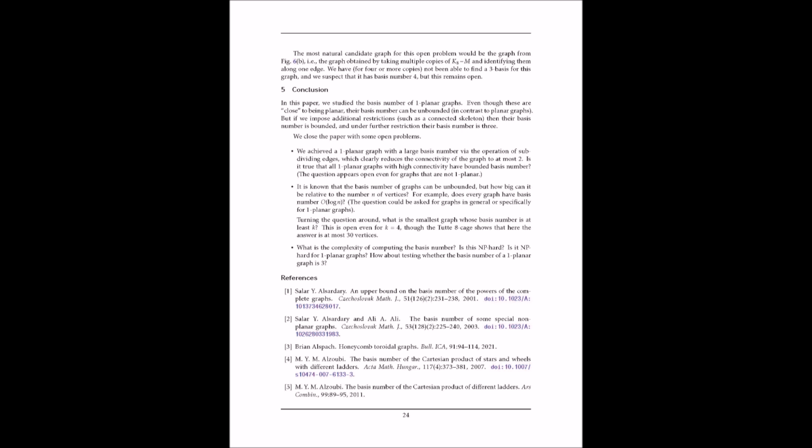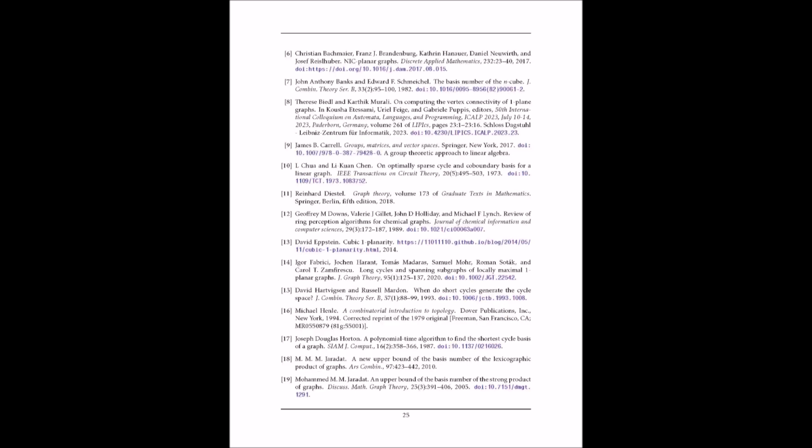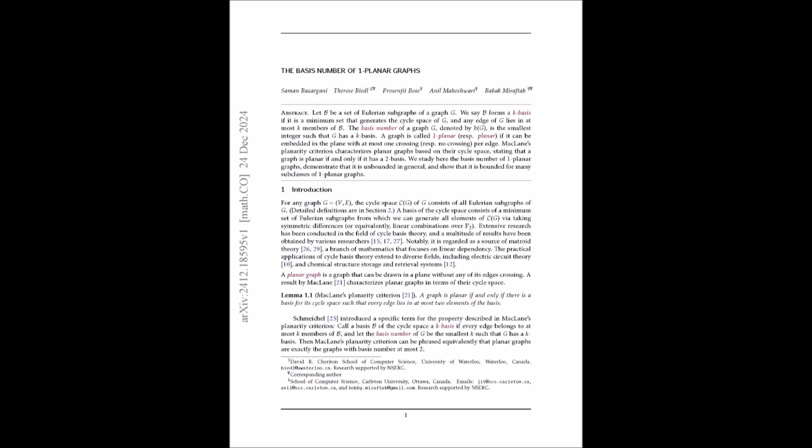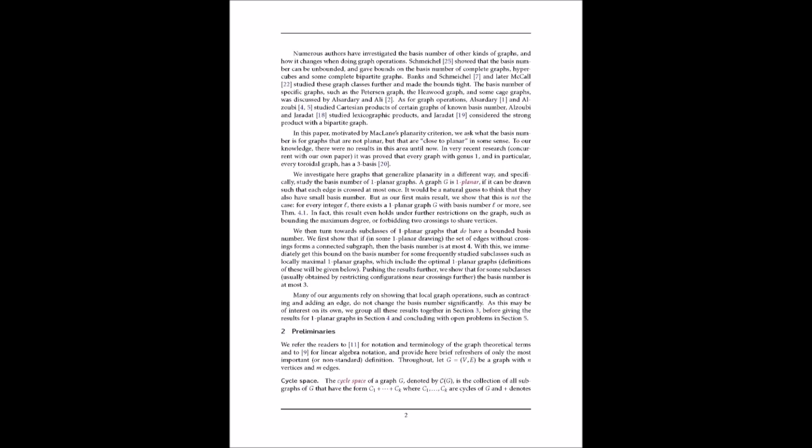Okay. So one of the things that I'm still wondering about is, we've talked about all these different subclasses of one-planar graphs. And we've seen that for some of them we can get a bound on the basis number. Right. But for others we can't. Right. And so I'm wondering, is there any kind of unifying theme here? That's a great question.